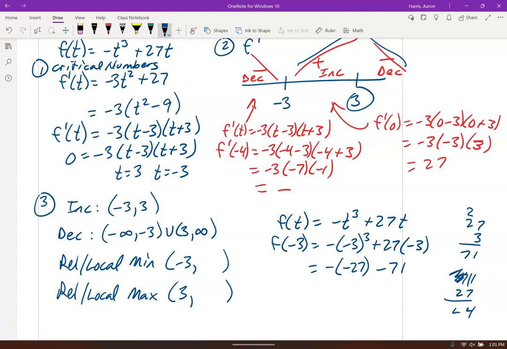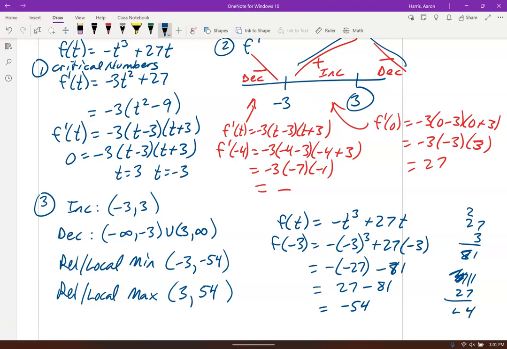Oh, sorry, that's 81, my gosh. There we go. So I got 27 minus 81, which is negative 54. Plug the 3 in. I got negative 27 plus 27 times 3, so I got a positive 54 there.